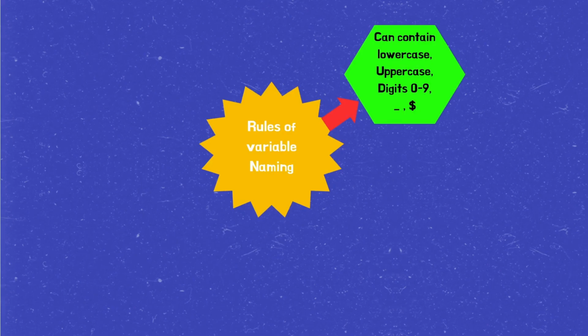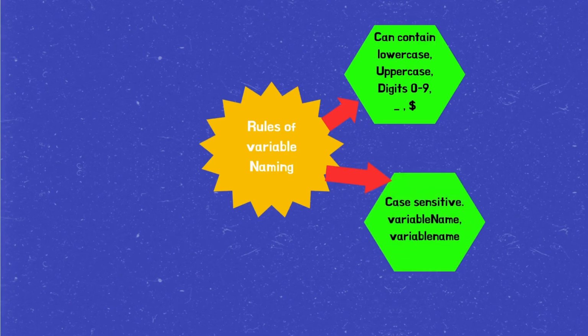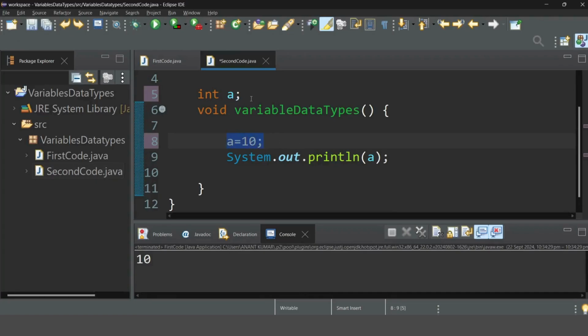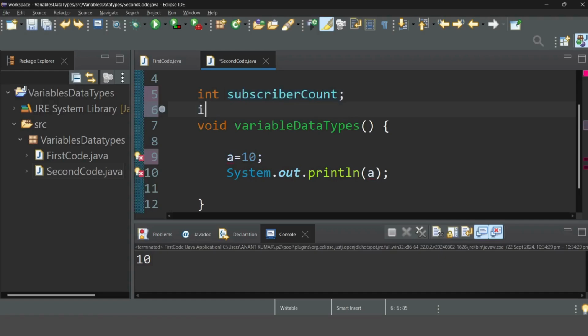Next is your variable names are case sensitive. When I say case sensitive, it means that if you are creating a variable name, say int subscriber count, okay, let's create another variable int subscriber count. So these two variables are different variables, although the name or the way you spell it, or the way you pronounce it, subscriber count, is the same, but you can see the casing, right?